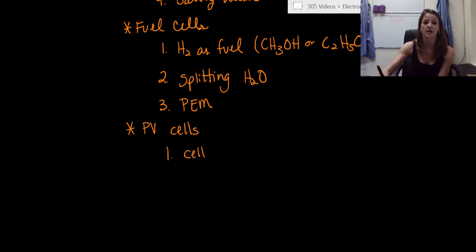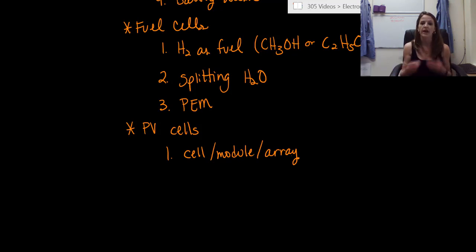We know how we can take a cell and convert it into a module, and then put several modules together to create an array. The array is what you see out in public. So you see a lot of photovoltaic cells smashed into one little section.